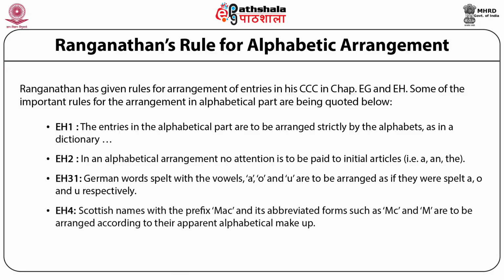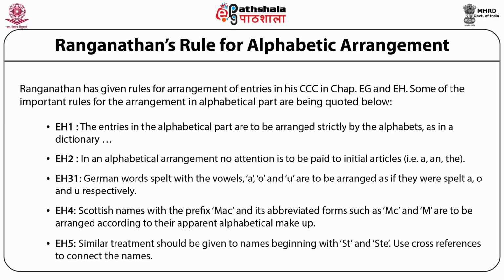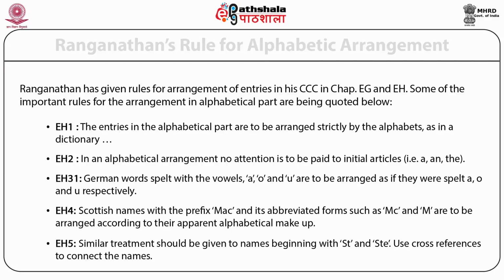Rule EH4. Scottish names with the prefix Mac and its abbreviated forms such as Mc and M' are to be arranged according to their apparent alphabetical makeup. Rule EH5. Similar treatment should be given to names beginning with St. and Ste. Use cross-references to connect the names.